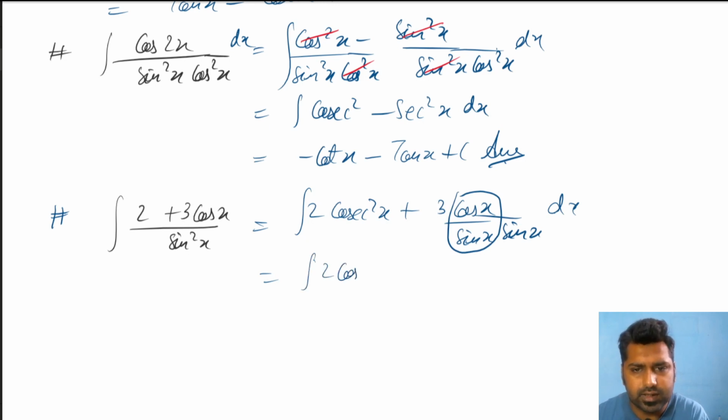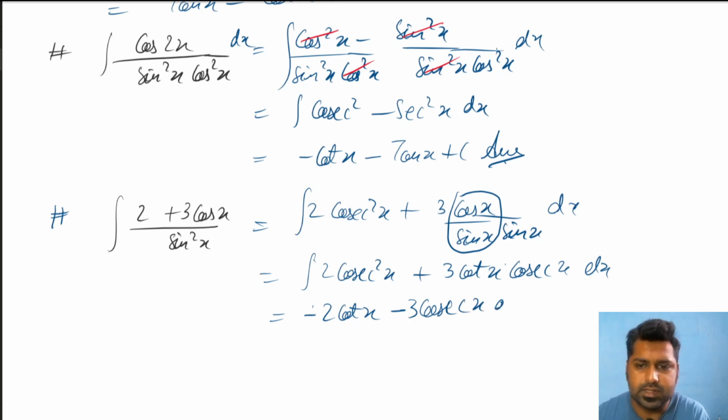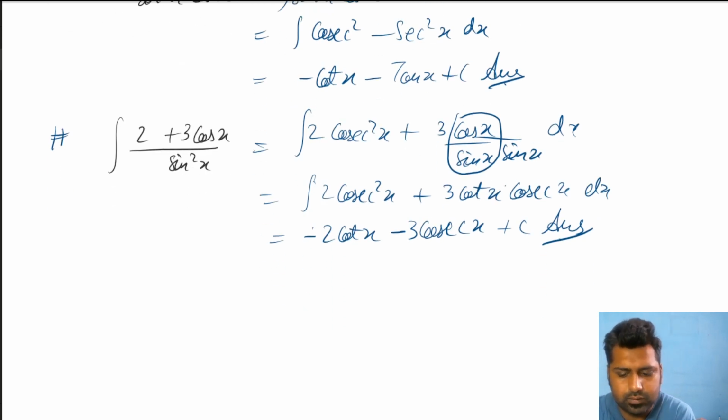So okay, let's write it. We'll solve it in one go. This becomes 2 cosec square x, cos by sine is cot x, so 3 cot x, and 1 by sine is cosec x. So somehow I generated the standard formats. What is the integration of cosec square x? Minus cot x, so minus 2 cot x. What is the integration of 3 cosec x cot x? Leave the 3, it is minus cosec x, plus c. Okay. Done. All right.